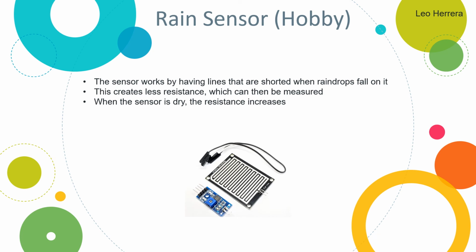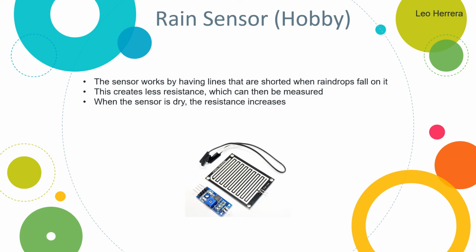Now, the hobbyist rain sensor is a pretty simple sensor. The way this works is that it's just a printed circuit with lines that can be shorted when raindrops fall on it. When they're shorted by the raindrops, this creates less resistance because it's easier for the electricity to pass, which can then be measured.